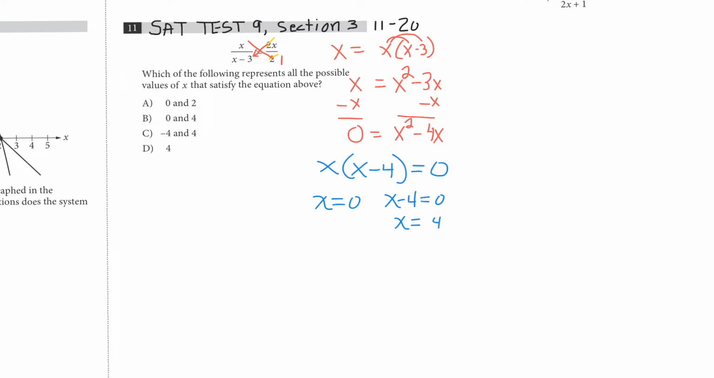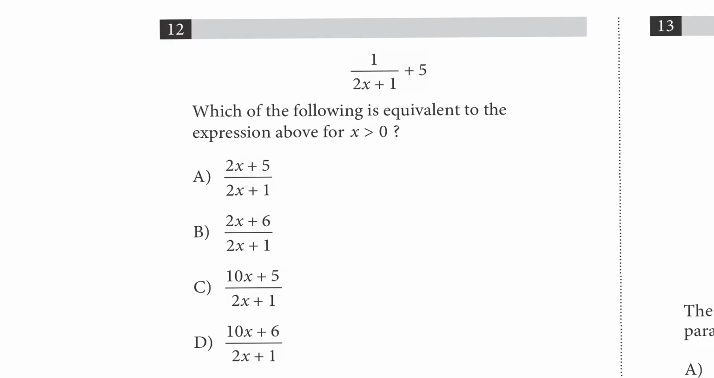And x equals 0. So there's 2 answers in this problem. And so the answer should be B. B is the correct answer. There's probably other ways of doing it, but that's probably the easiest way for most students to do that problem.